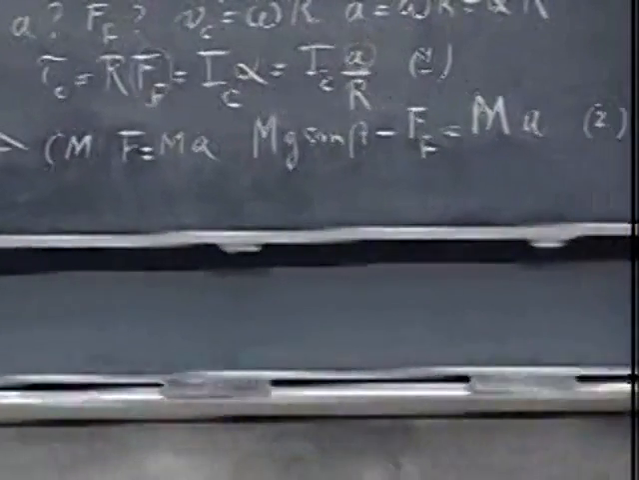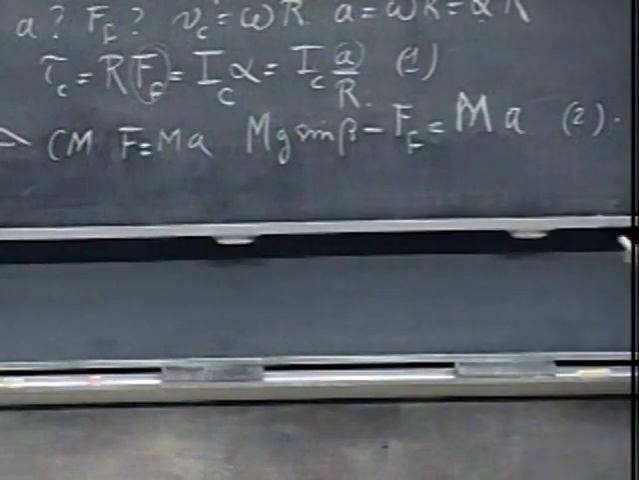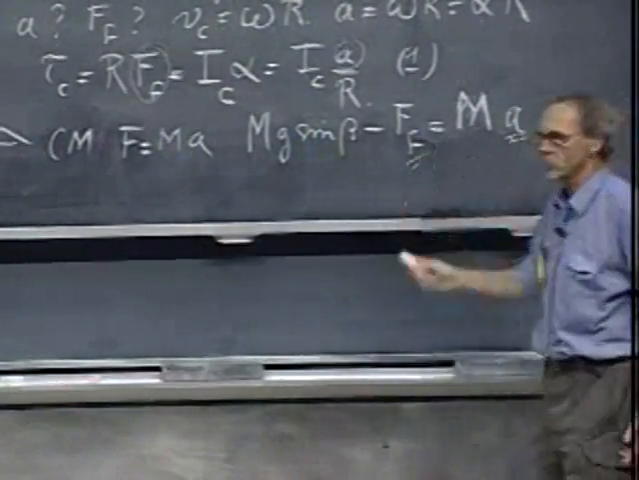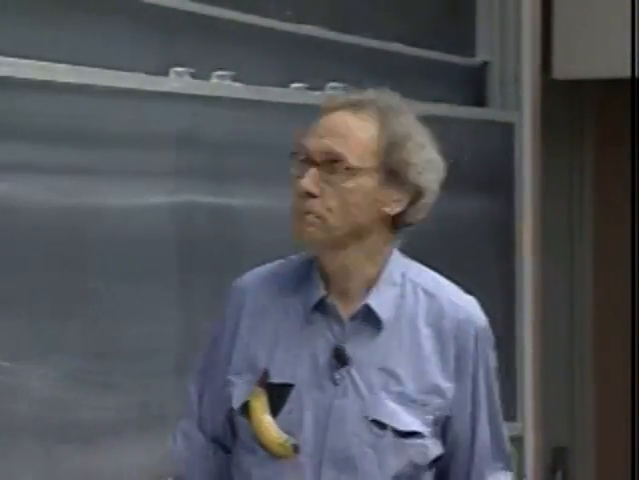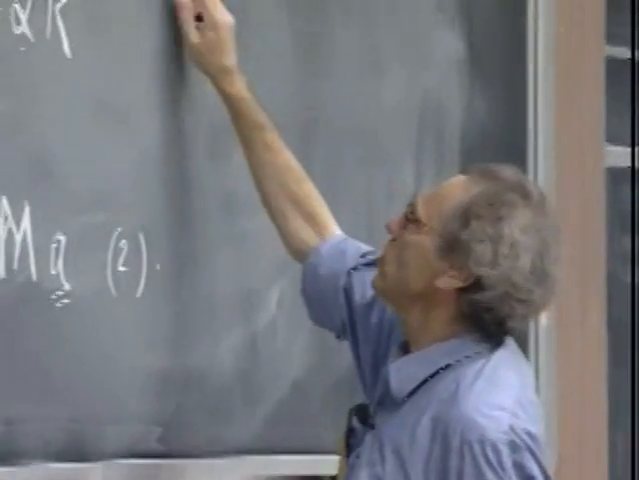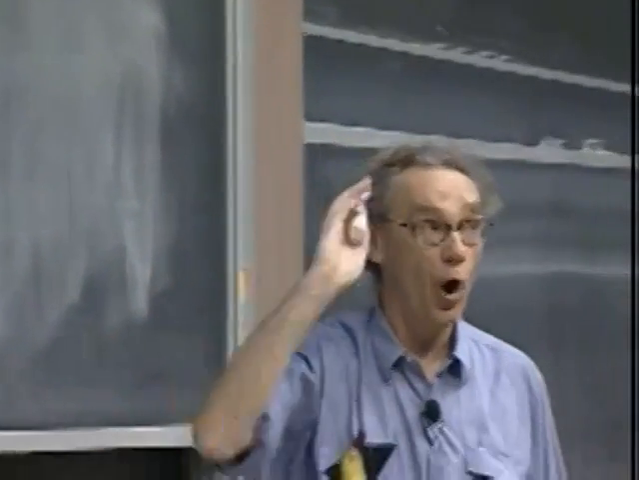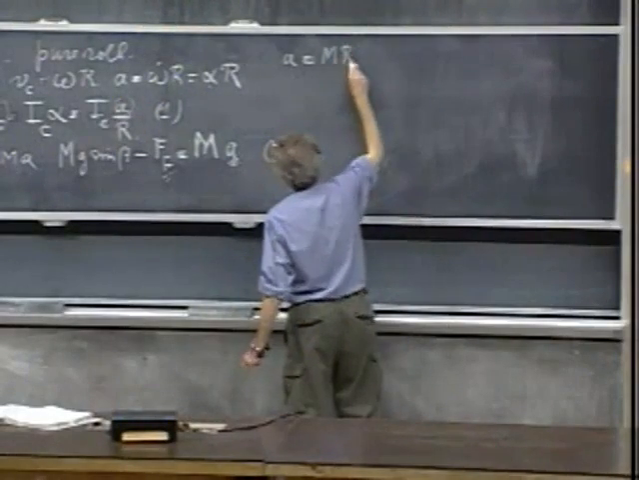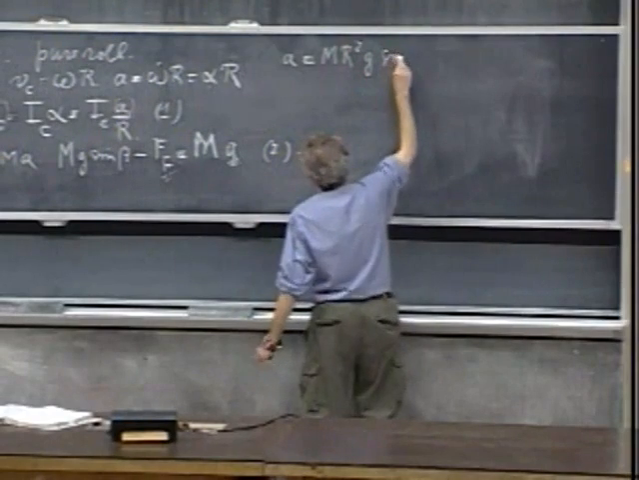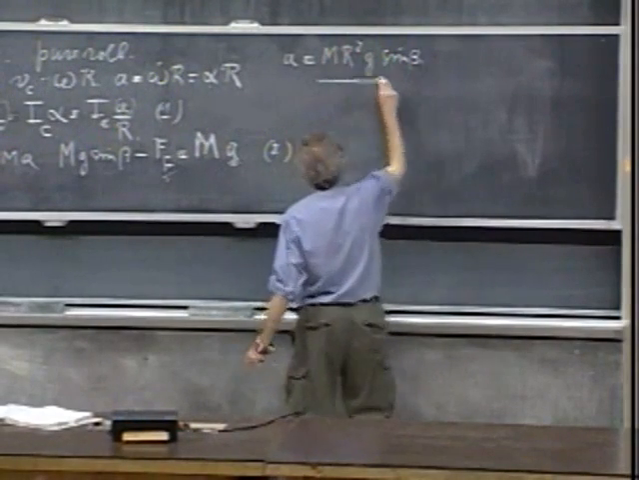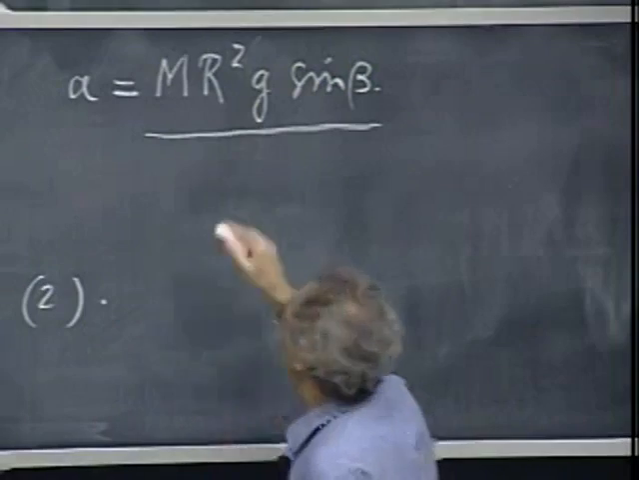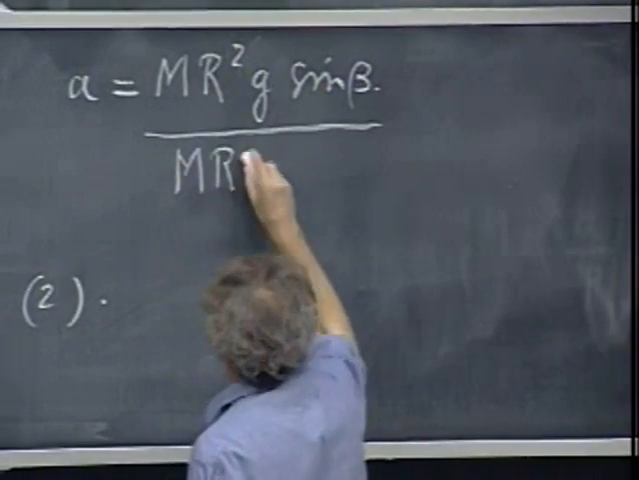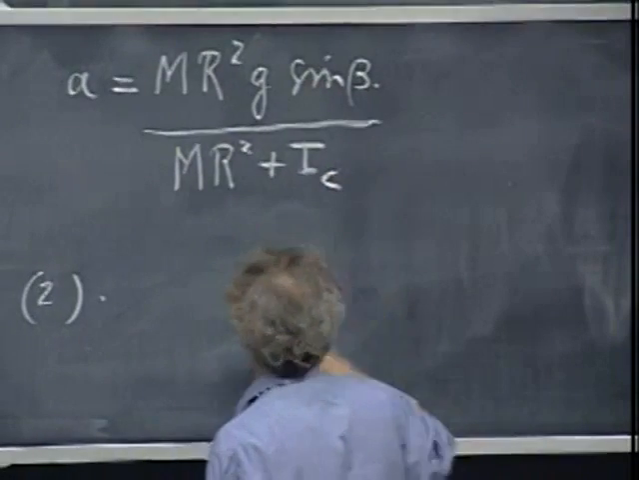It's my second equation. I have two equations with two unknowns, and I can solve. A is an unknown, and the frictional force is an unknown. You can do that as well as I can. I will just give you the results. I don't want to waste your time on the algebra. A, the acceleration, under the conditions of pure roll, but only under the conditions of pure roll, equals mr squared times g times the sine of beta divided by mr squared plus the moment of inertia about that point C.